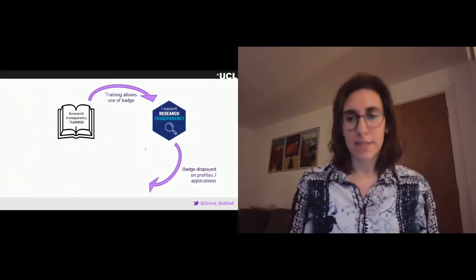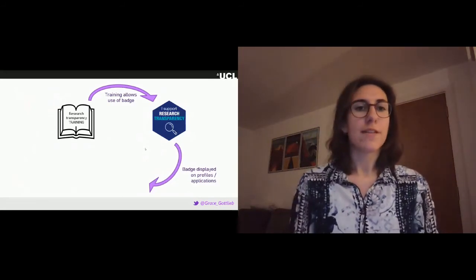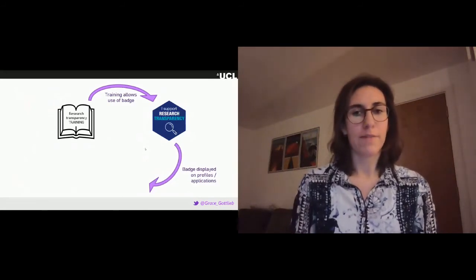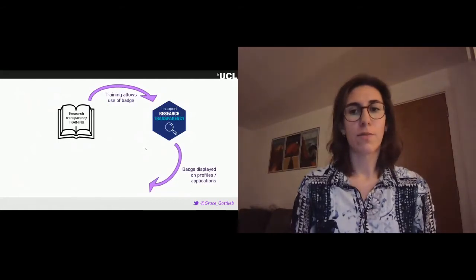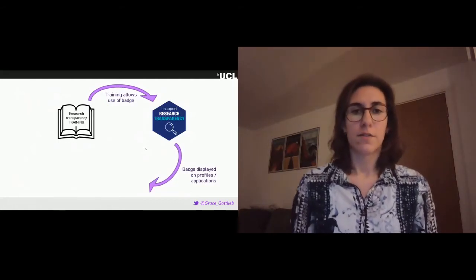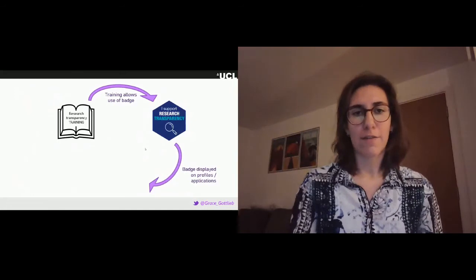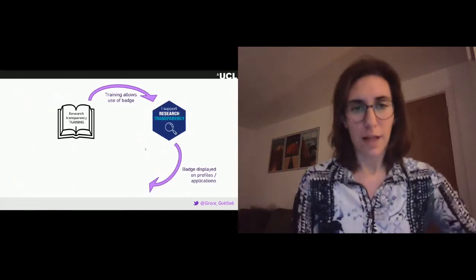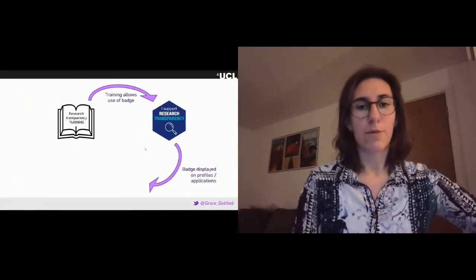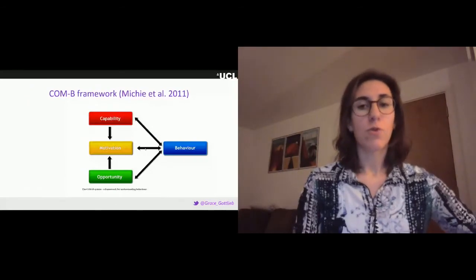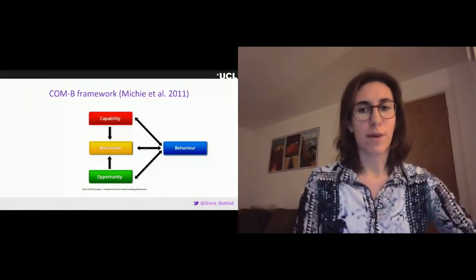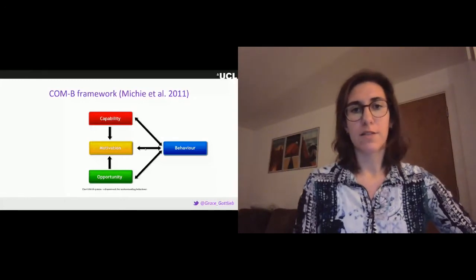And the idea for this initiative is based on the COM-B framework for behavior change, which you can see the core components of here. So at the top, we have capability. Well, actually the three on the left, so capability, motivation, and opportunity, are all needed in order to influence a behavior. And I'll give an example here with the initiative.